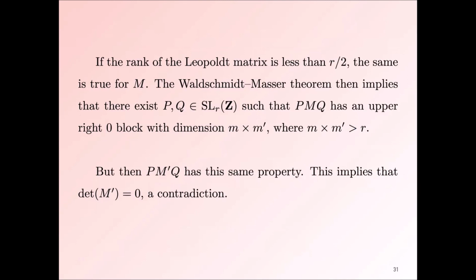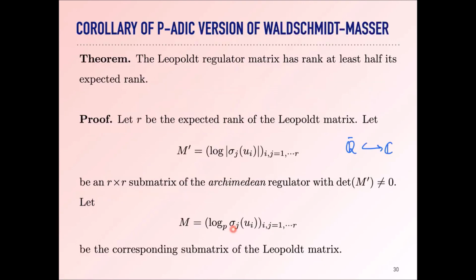a rational change of basis on the left and right, such that this matrix has an upper right zero block with dimension m times m prime. Now, if you apply this same change of basis, it does the same linear combinations of the rows and columns of the Archimedean matrix, right? Then you get an Archimedean matrix. Then it has the same property because you're getting where you have the p-adic logs, you have the Archimedean logs, okay?